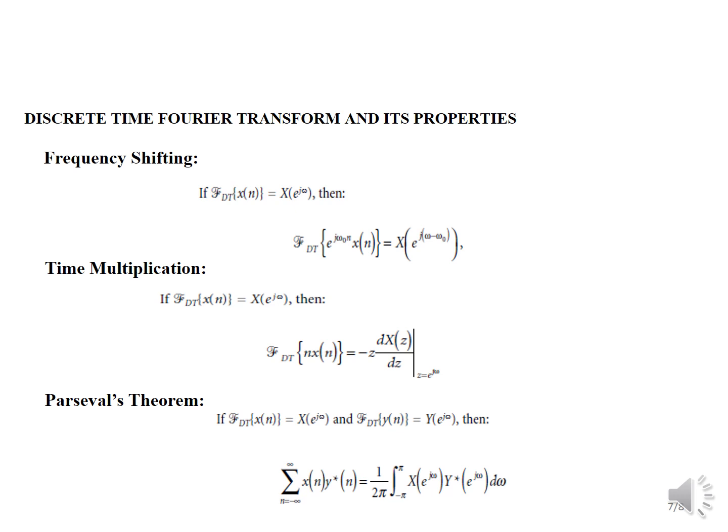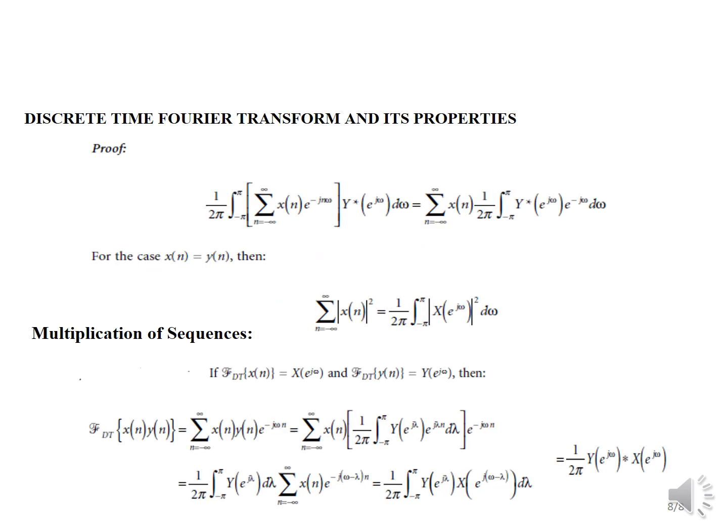And next one is Parseval's theorem. It states that the discrete Fourier transform of x of n equal to X of e power j omega and the discrete Fourier transform of y of n equal to Y of e power j omega, then summation of x of n into y conjugate of n, which is equal to 1 by 2 pi integral of X of e power j omega into Y conjugate of e power j omega into d omega.